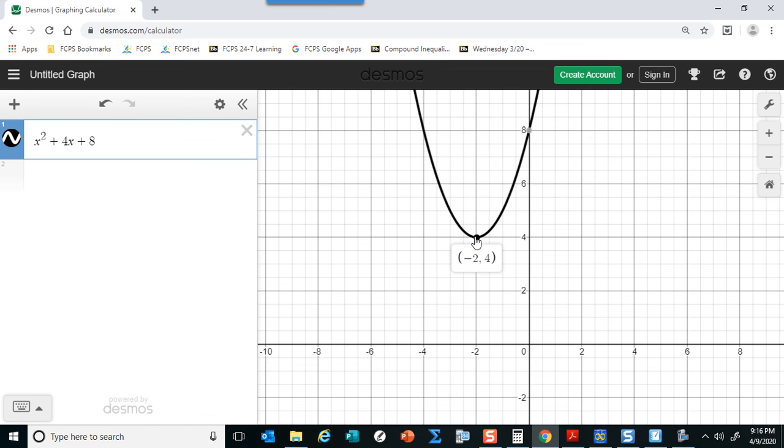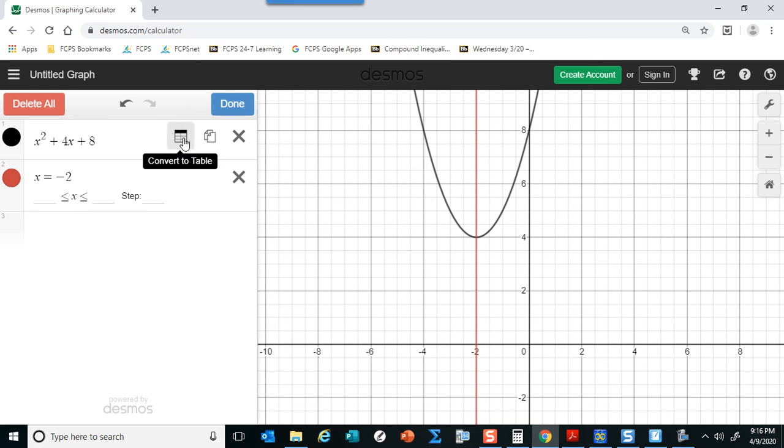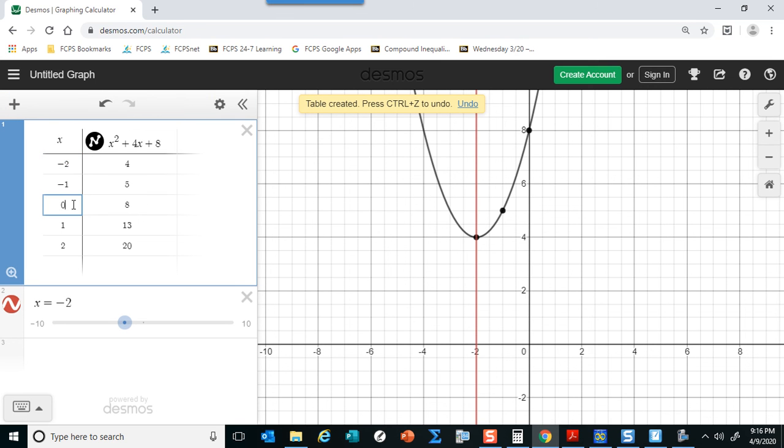So now I want to graph my axis of symmetry. So that's going to be x equals -2. So go over here. X equals -2. So now I need 2 points to the left and 2 points to the right. So I'm going to click on that, edit my list, convert to table. We'll change that 0 to a -2. And that's going to be -3. So those are my 5 points if I were to graph this by hand.